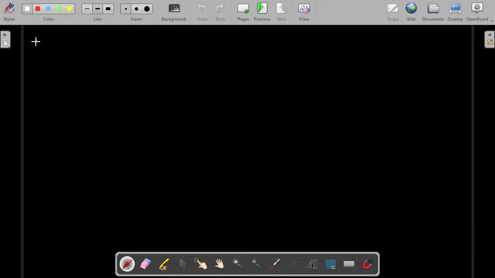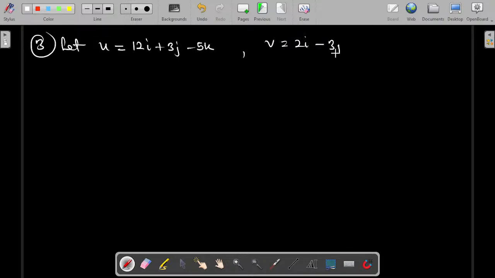Okay, so let's assume that you have, let u be equal to 12i plus 3j minus 5k. Okay, it's good to always put it in ijk so that you will be the one to bring it out. And v is equal to 2i minus 3j plus 3k.